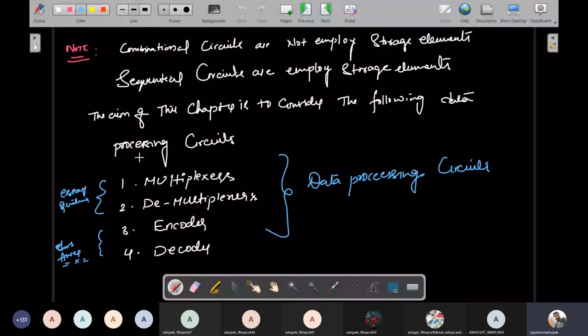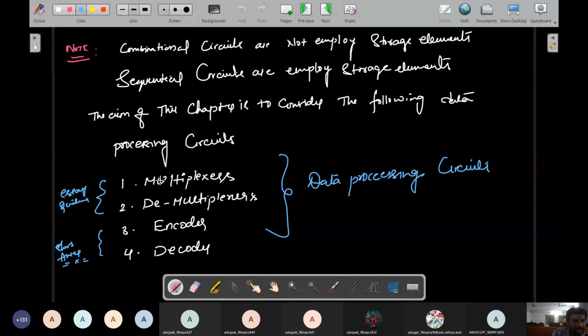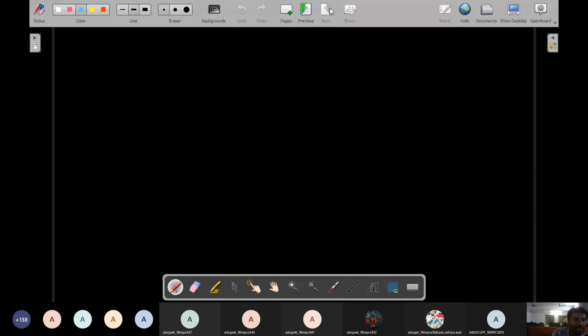See, in the previous class I explained the concept of combinational circuits and data processing circuits. Right now we start with multiplexers. After that we will come to demultiplexers. What is a multiplexer, the block diagram of a multiplexer, how multiplexers are used, the advantages of multiplexers, and how many types of multiplexers there are. So today we will discuss that topic. Right now it starts with multiplexer.